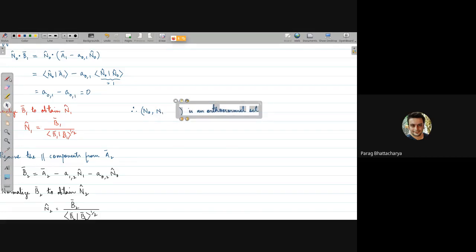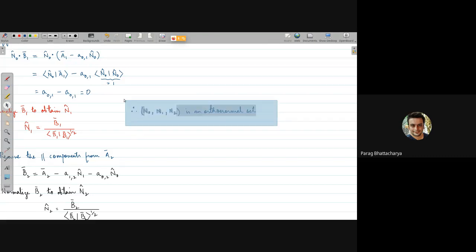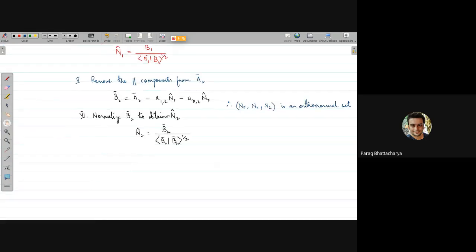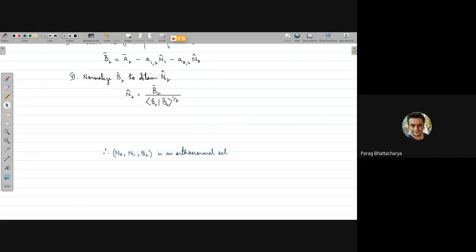N0, N1, and N2. This is going to be an orthonormal set. This will be our orthonormal set. So that's the whole procedure behind your Gram-Schmidt orthogonalization.